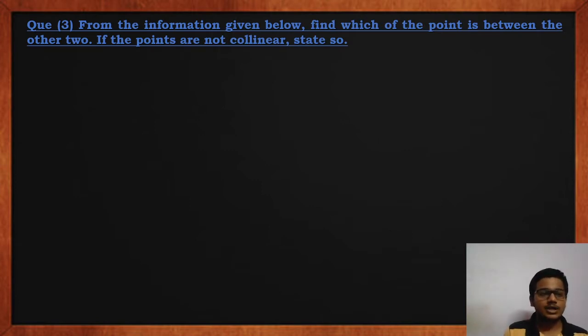Question number 3 reads, from the information given below, find which of the points is between the other 2 points. If the points are not collinear, state so. That means if the points are collinear, find their betweenness, that is which point is between the other 2 points. And if the points are not collinear, there will definitely be no point in between the other 2, so we have to state that as well. So we'll see how to solve such type of sums.